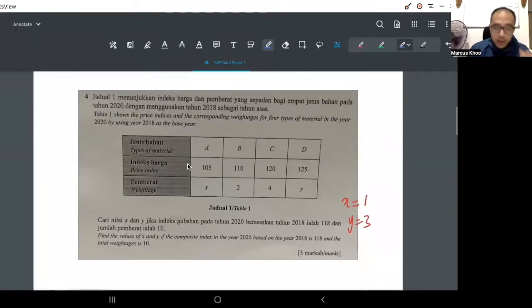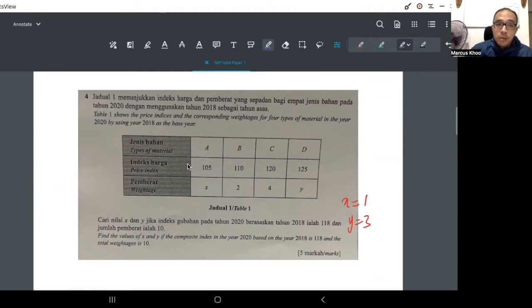Okay, number 4. Now this paper. Both paper 1 gold and platinum is a little bit strange because in these two papers, the paper 2 section C questions are there. And I don't think it should be there because it was clearly told to us that it will only come out in paper 2 section C. But since it is asked in this paper 1 paper, we might as well just answer it.